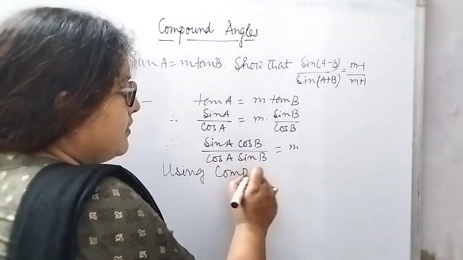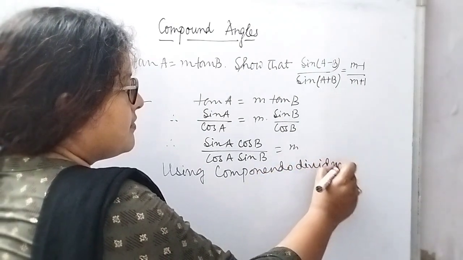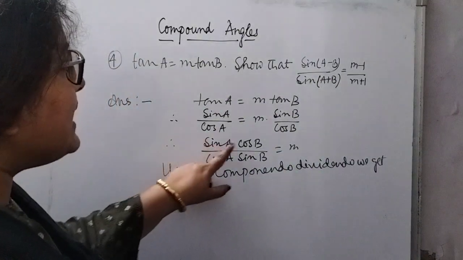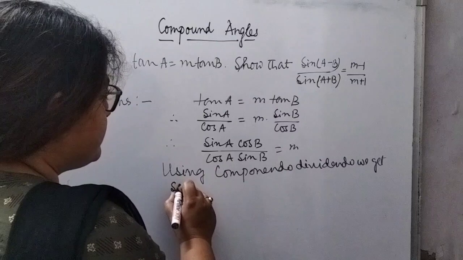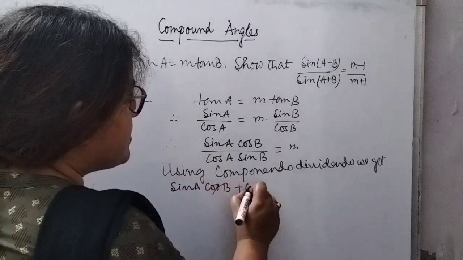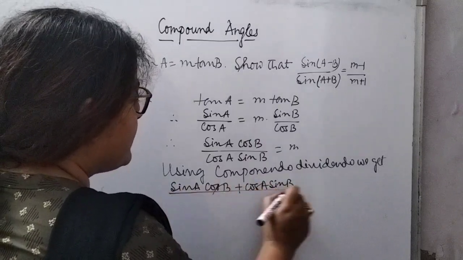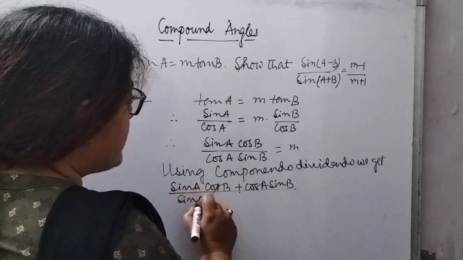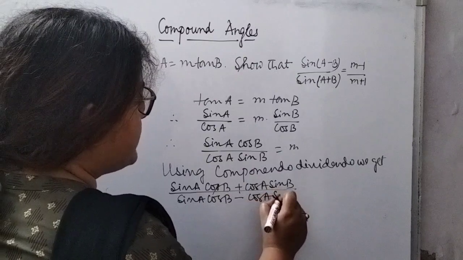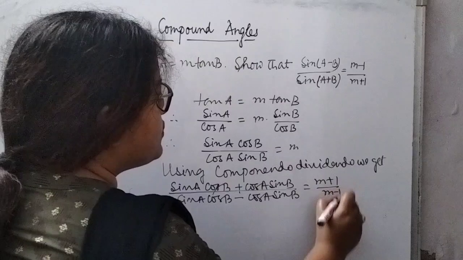componendo dividendo, we get, what do we get? Sine A cos B plus cos A sin B by sin A cos B minus cos A sin B. And this is equals to m plus 1 by m minus 1.